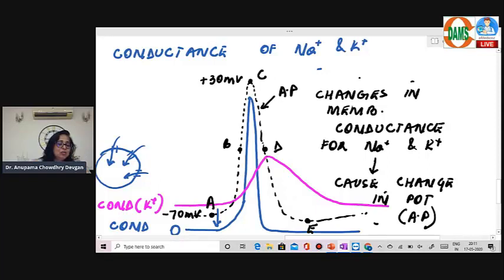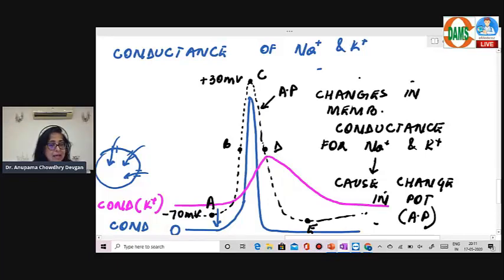See, you must understand why the peak of sodium is different from the peak of potassium. It is because there are two different channels and two different ions, isn't it? So why would the peaks be the same? It is showing you the increase in conductance from the basal level.